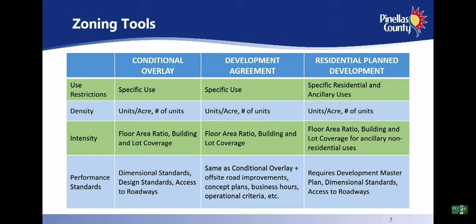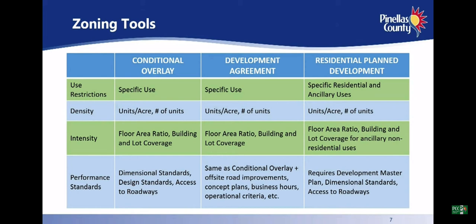You see the conditional overlay and development agreement very similar regarding use restrictions and the density restrictions and the intensity you can set. How they really differ is in the performance standards. So again, the use restrictions, you can set a specific use in the conditional overlay and development agreement. You can have a zoning district that allows a broad range of uses, and you only want to allow a certain thing that maybe the developer wants to do. And that's what you could set via conditional overlay, or a development agreement could set that specific use is the only thing that could happen.